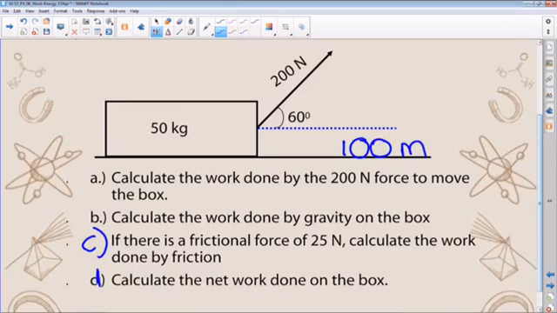So now you're going to calculate the work done by gravity. I want you to calculate the work done by friction, if there's 25 newtons, and then you're going to calculate net work. All right, so you've got 3 things that I want you to calculate. You're going to use the same equation over and over again. Be careful with theta. So I'm going to give you 3 minutes because you've got 3 equations. I'm going to see how far you get. So you've got 3 minutes, and that time starts now.